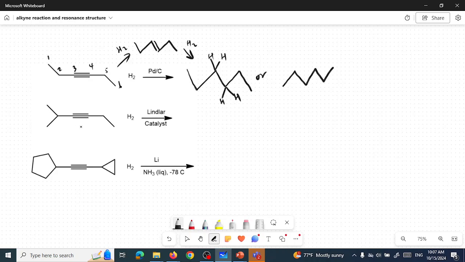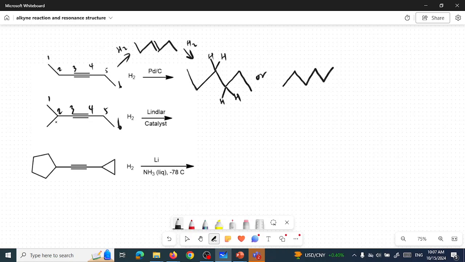The second example is using Lindlar's catalyst, and you can see the third one is using lithium ammonia. Now with Lindlar's and lithium ammonia, both reactions are going to give you a double bond instead of a single bond. So you only add 1 hydrogen molecule to the triple bond. The same thing, we're going to make sure we have the correct structure of the product.